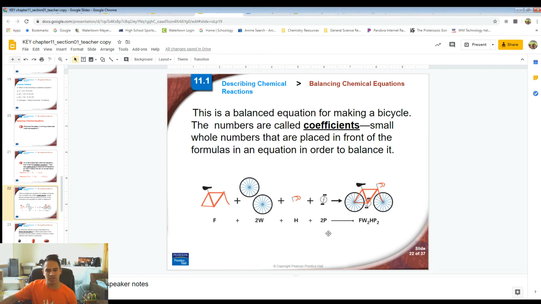These coefficients are the big numbers that we put in front of everything to show how many we have. So notice the difference between the subscripts, which are the little 2's written down below things, and the coefficients, which are the big 2's written in front of things. Okay? Small 2's, subscripts, tell you that these are bonded together. There's 2 of them, they're bonded together. Whereas coefficients tell you that there are 2 separate things. Okay? So it's kind of like grammar. You have to understand the grammar.